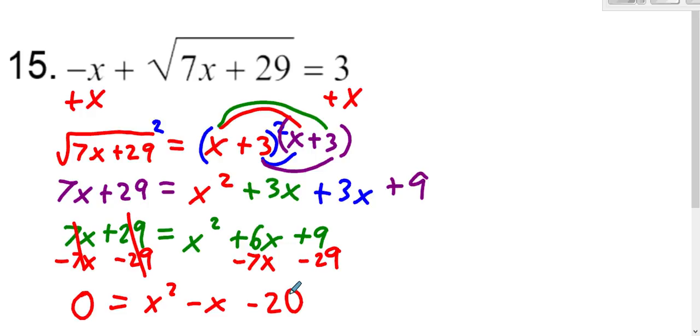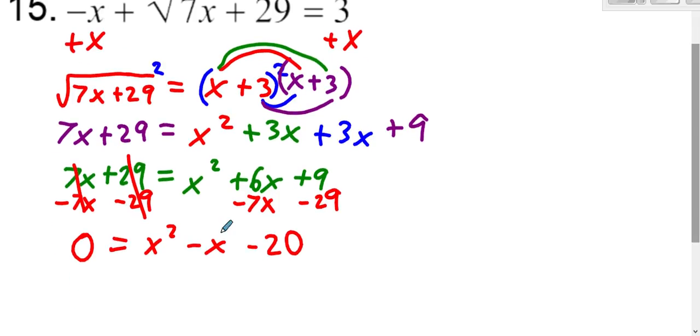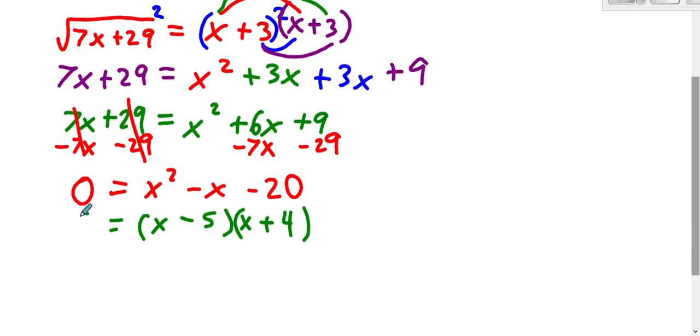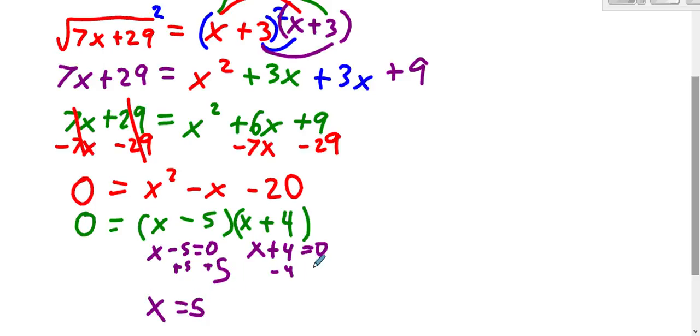So now we're ready to factor. Two numbers that multiply to be negative 20 and add to be negative 1. 5 and 4. It's going to be a negative 5 and a positive 4 to get negative 1. So you set each of those equal to 0. So the long way looks like this. Then you add the 5. You get x equals 5. And you subtract the 4. X equals negative 4. Before you're done, you have to check to make sure that they work out.